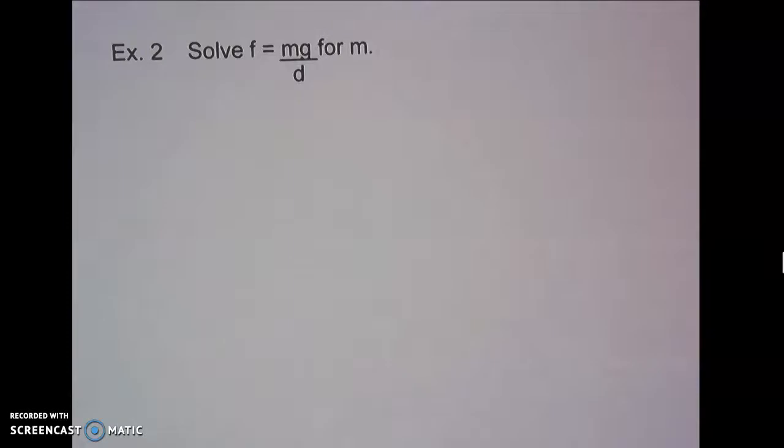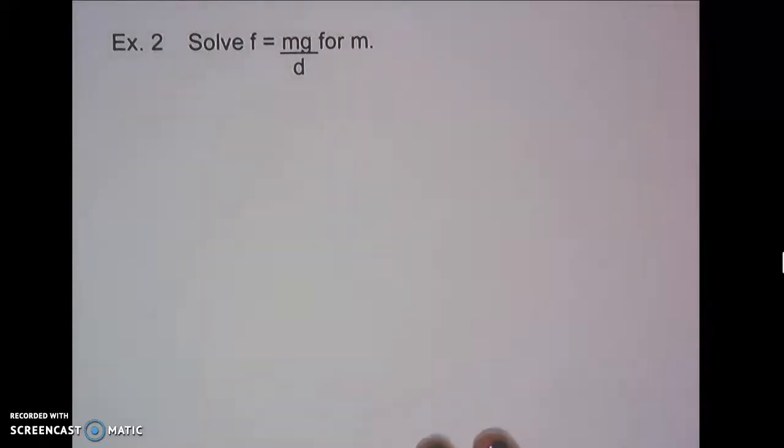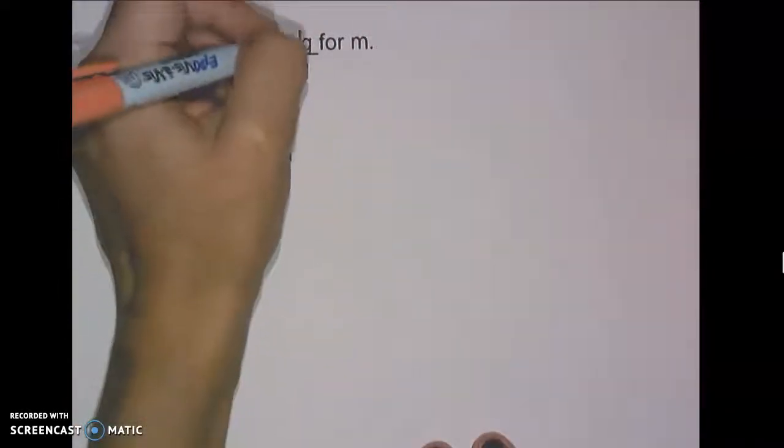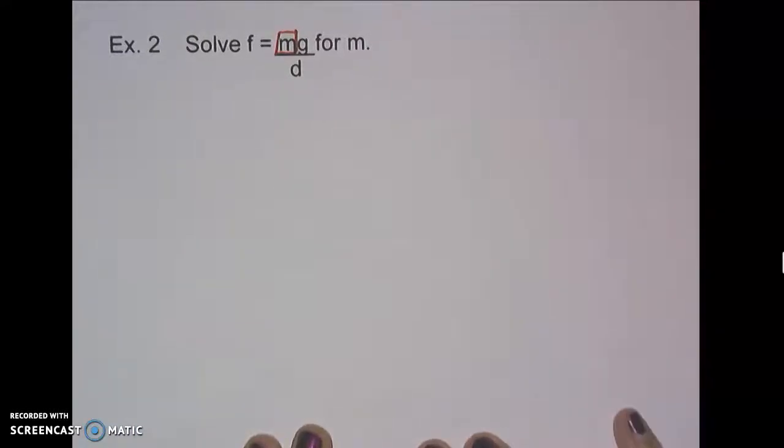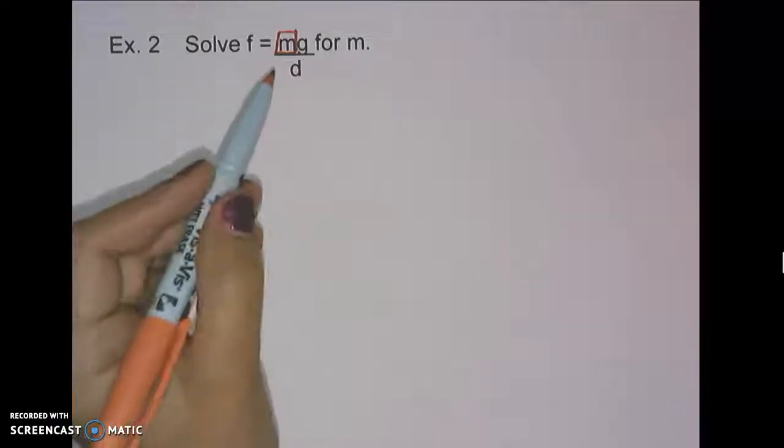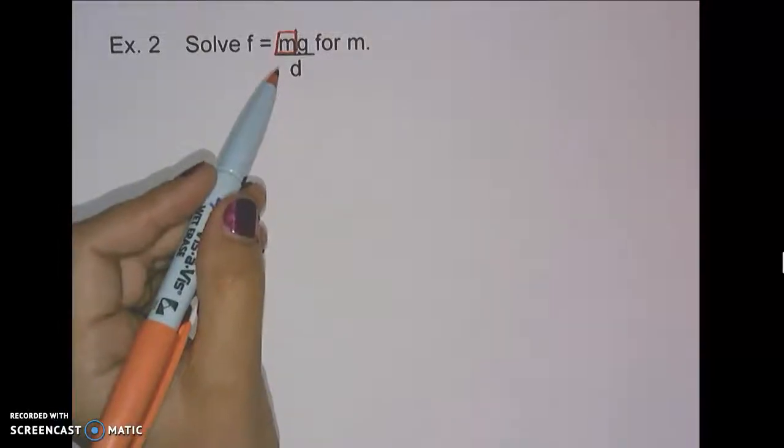Next one, we're going to solve f equals m times g all divided by d for m. Okay, so they've told us that we need to get m by itself. So we're going to compare this to a different equation that we could have here. Actually, let's do the first step first, and then we'll compare.